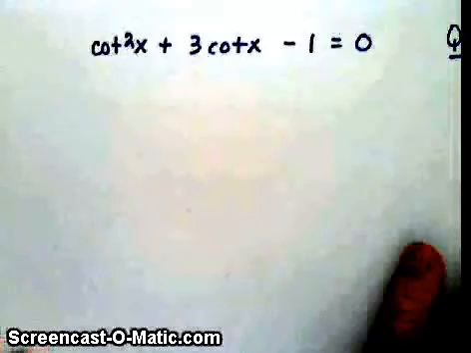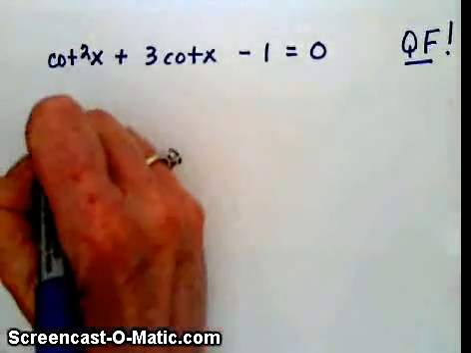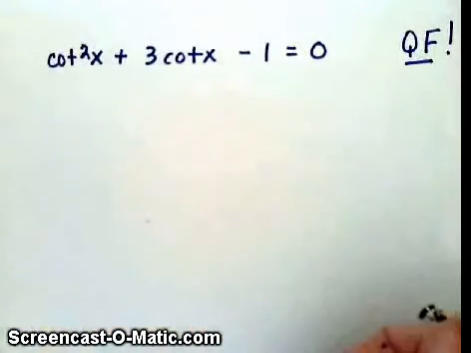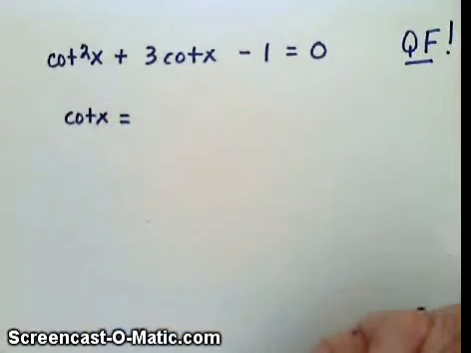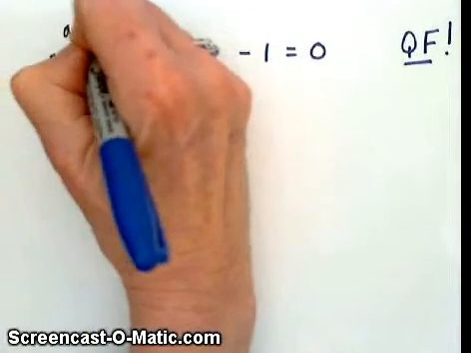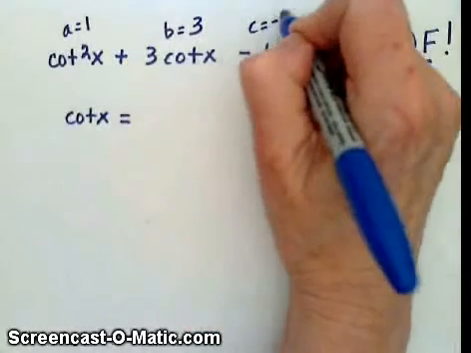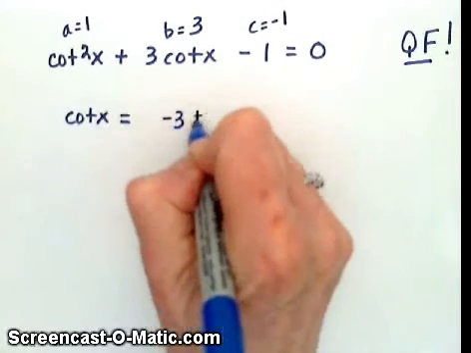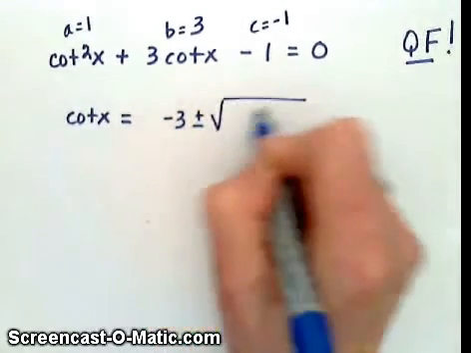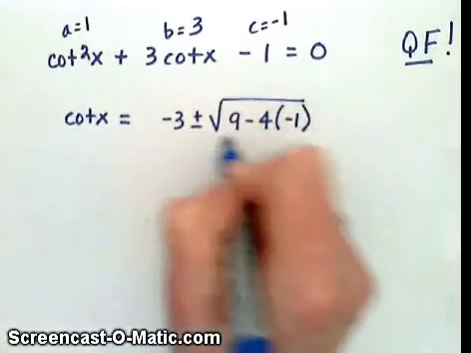Now the only difference here is that when you set up the quadratic formula for something like this, instead of saying x is equal to negative b, etc., you're going to say cotangent x is equal to. Now let's get our terms. A is 1, b is 3, c is negative 1. So cotangent x is equal to negative 3 plus or minus the square root of b squared, 9, minus 4ac, all over 2a.